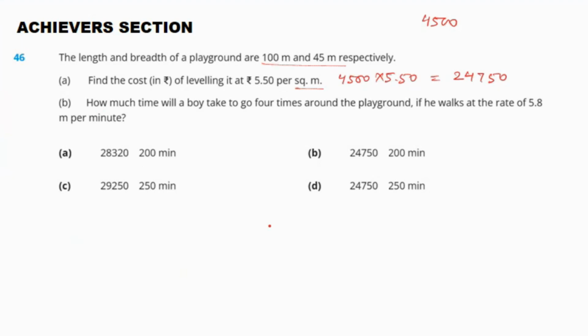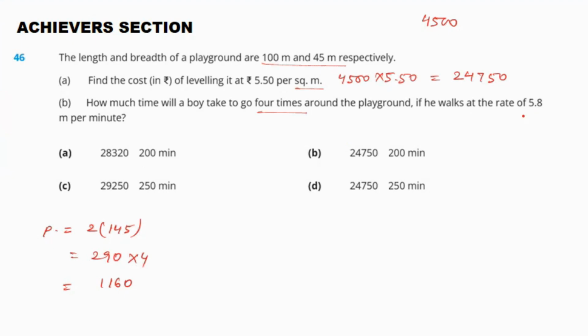Okay. Now, how much time will a boy take to go 4 rounds along the park if he walks at the rate of 5.8 meter per minute? How much time will it take? So first we need to figure out the perimeter. For finding the perimeter, it will be 2 times (L plus B), which is 2 times 145, equals 290. That is the perimeter. Since he is going 4 rounds, we need to multiply it by 4. When we multiply it by 4, we get 1,160.